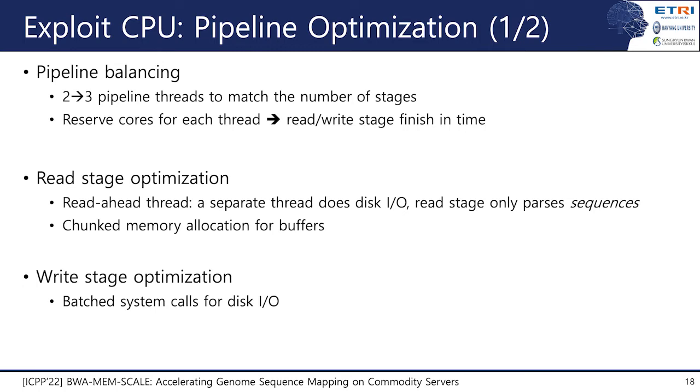Second, we optimize the read stage with a read-ahead thread. The read-ahead thread is a separate thread that does disk read only, and the read stage only parses the sequence file, which is loaded by the read-ahead thread. Also, we use chunked memory allocation for internal buffers of the read stage. Last, we also optimize the write stage using a batched system call.